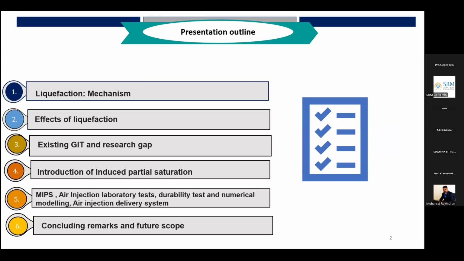This is my presentation outline. I'll be briefly explaining the mechanism of liquefaction, the effect of liquefaction, and the current practice with respect to liquefaction mitigation. Then I'll start with a brief introduction about induced partial saturation. We have worked with two methods, MIPS and the air injection method test. I'll explain this research outcome and finally conclude about this research.